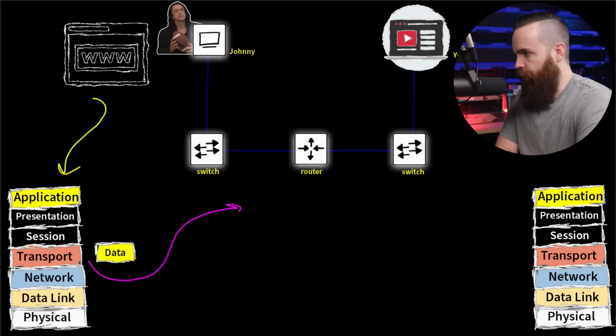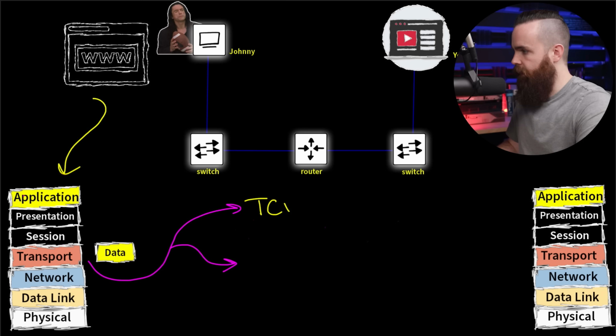There are two main transport protocols we focus on. There are others, but these are the two main ones we see all the time. We've got TCP, probably heard of that guy, and UDP, probably heard of that guy. And at this point, we have to ask ourselves a question. And when I say us, I mean the web browser or the application. Do we want our data to get there really, really fast? Or do we want it to get there safely and make sure it actually gets there?